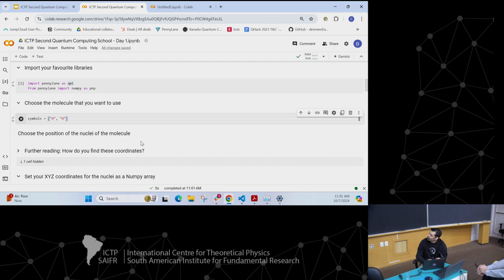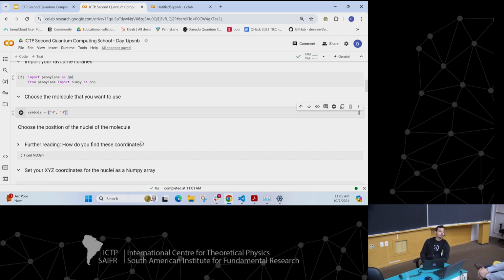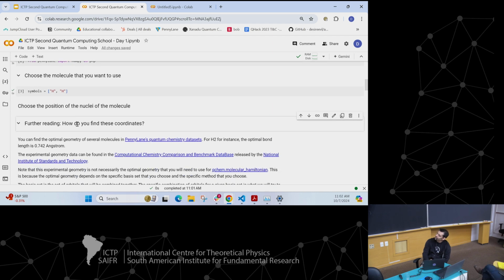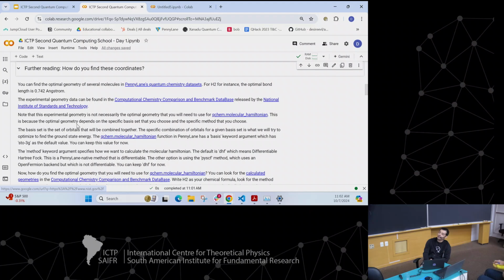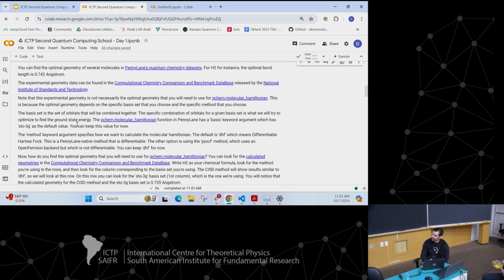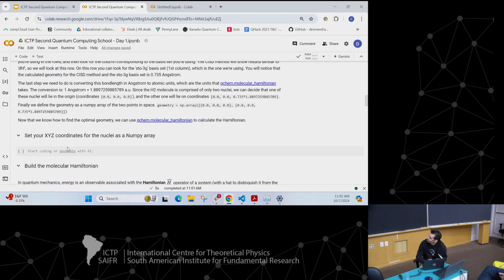You then need to tell the program where these atoms are located. So you need to choose a coordinate system, and you're more or less free to choose whatever coordinate system you want. If you're curious about the equilibrium distances between your atoms, there's a range of resources given here that tells you how to find these distances. I've already chosen a set of coordinates that I'm just going to copy here.